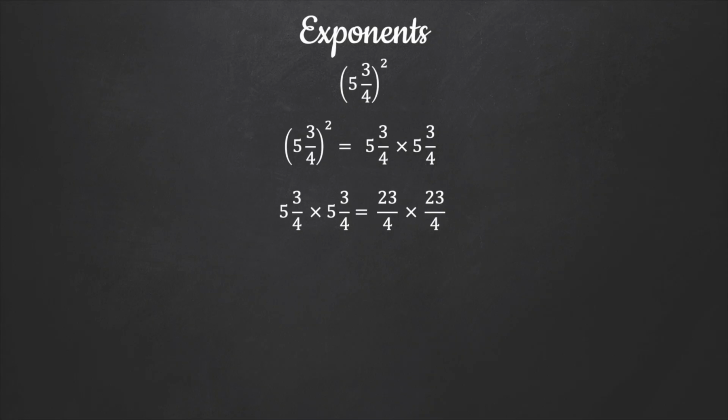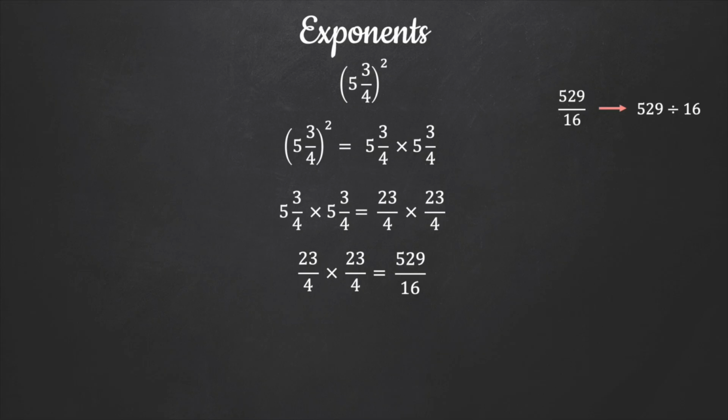So 5 3/4 times 5 3/4 equals 23 over 4 times 23 over 4. And in order to multiply these improper fractions, we have to multiply our numerators first. 23 times 23 is equal to 529, and 4 times 4 is equal to 16. Now, notice that our answer is an improper fraction. What we need to do is rewrite this as a mixed number. In order to do that, we have to go ahead and divide. So 529 divided by 16.